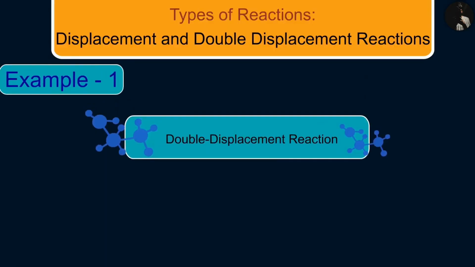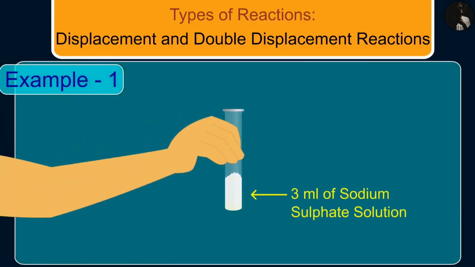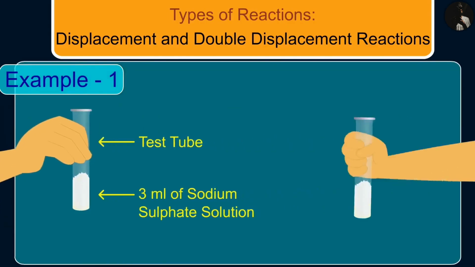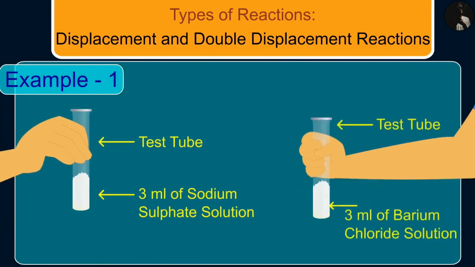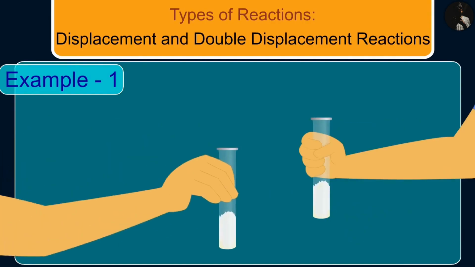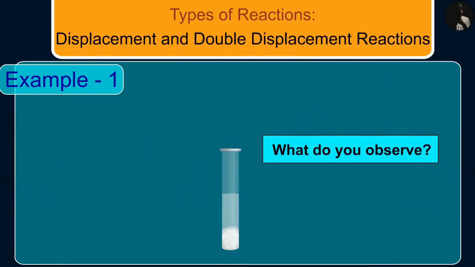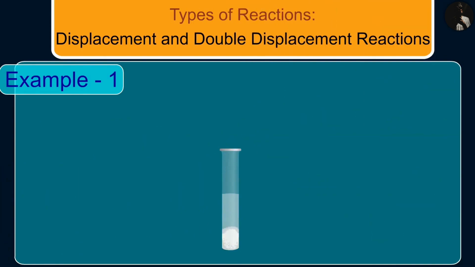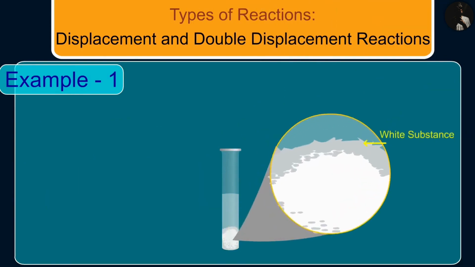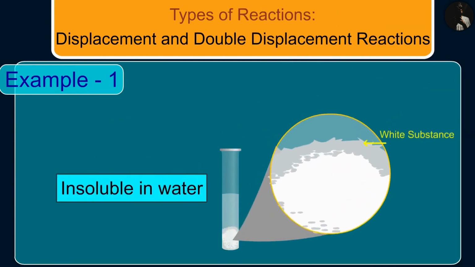Let us understand this double displacement reaction with the help of an example. Take about 3 ml of sodium sulfate solution in a test tube. In another test tube, take about 3 ml of barium chloride solution. Mix the two solutions. What do you observe? You will observe that a white substance, which is insoluble in water, is formed.